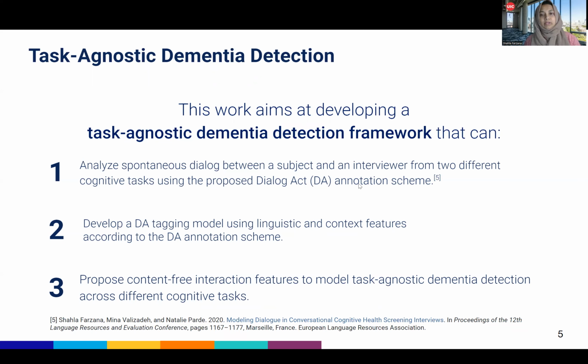First of all, we have worked with two different cognitive tasks from the dementia detection dataset, and we have analyzed it from a conversational viewpoint and collected the dialogue act tags from these conversations. We have also developed a dialog tagging model that can automate this annotation process. Finally, with these dialog annotation tags, we have generated some content-free features that can be utilized for task-agnostic dementia detection.